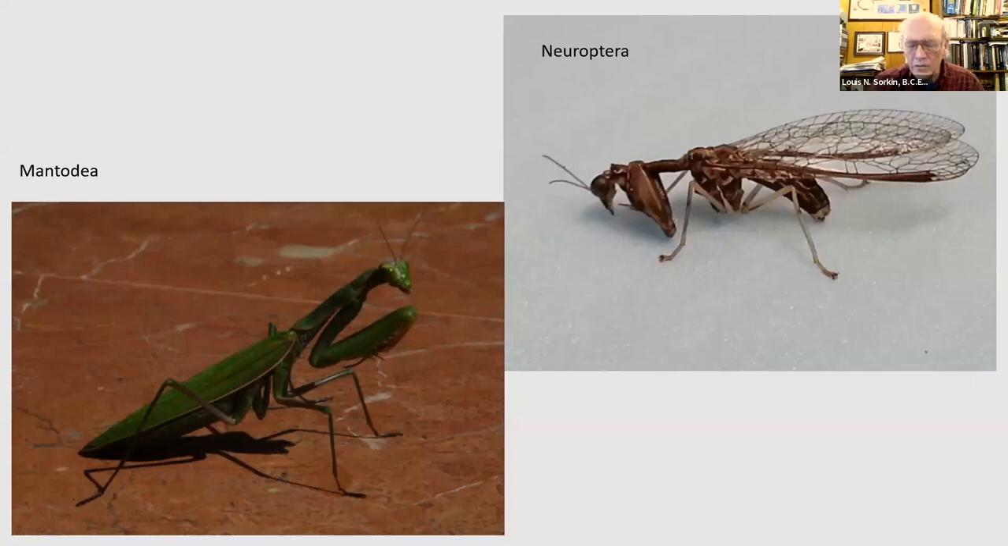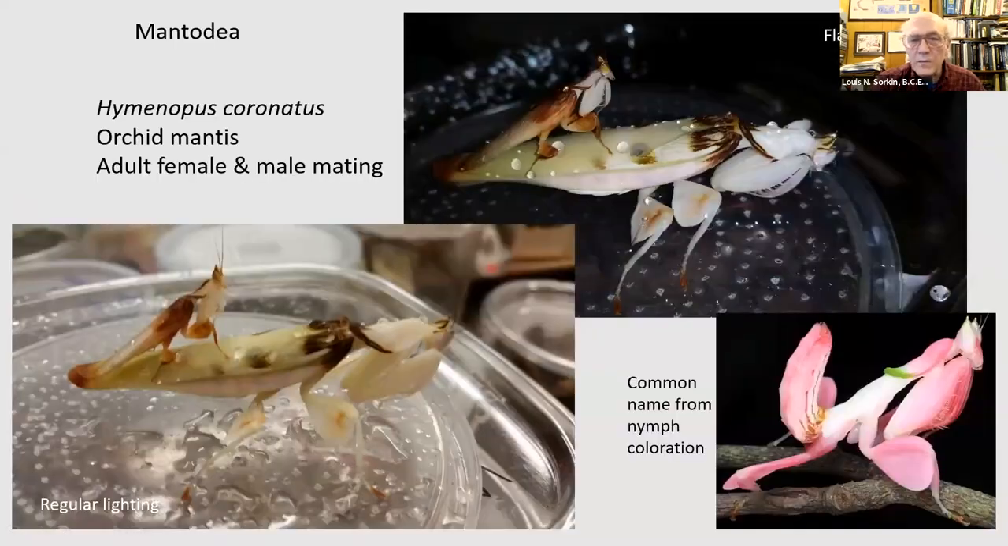This is just to show you some of a similarity between one kind of neuropteran, a mantispid fly, and the true mantid, having the raptorial front legs. And a species of orchid mantid, where the common name orchid really comes from the nymph stages that are pinkish colored, but the adult male and female in different lighting conditions. What happens, this male will drum on her back, you think to get her attention, but I've seen him drum and she ignores him. So I'm not sure how mating occurs.